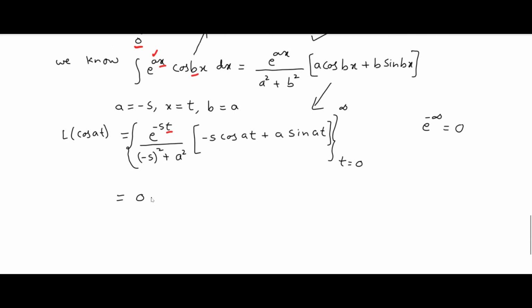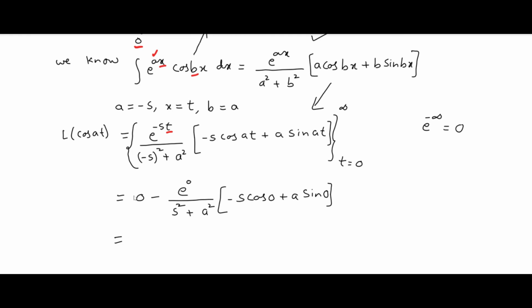Then minus of the lower limit value. The lower limit value for t will be 0, so 0 into s will be 0 itself, divided by minus of s whole square, which becomes plus s square plus a square, times of minus s cos of t is 0, 0 into a will be 0 itself, so we'll be getting cos of 0 plus a into sine of t is 0, 0 into a will be 0. So we applied the lower limit value.